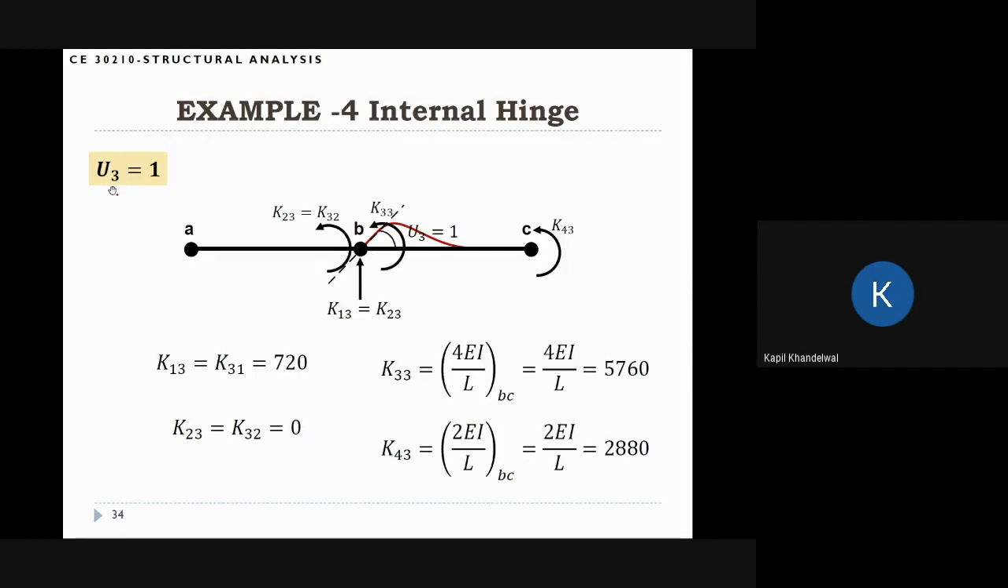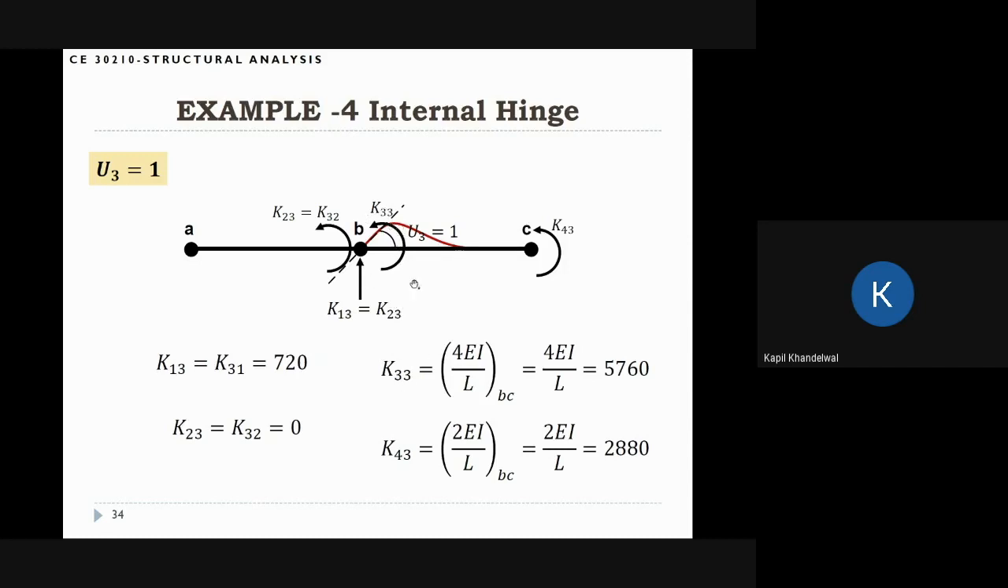And this is the case for U3. In this case, only the member BC is deforming, AB is not deforming. So whatever the coefficients in AB, they're all 0. But we can get K13 is equal to K31 by symmetry. Again, K23 is equal to K32 by symmetry. And we have to just get K33.